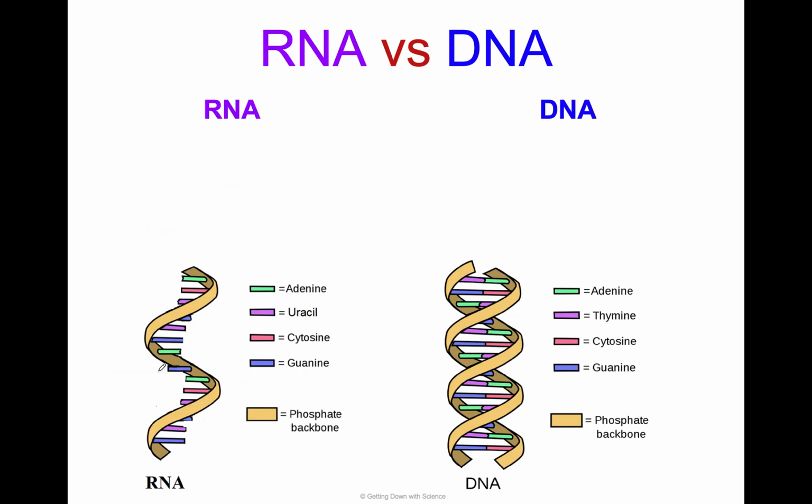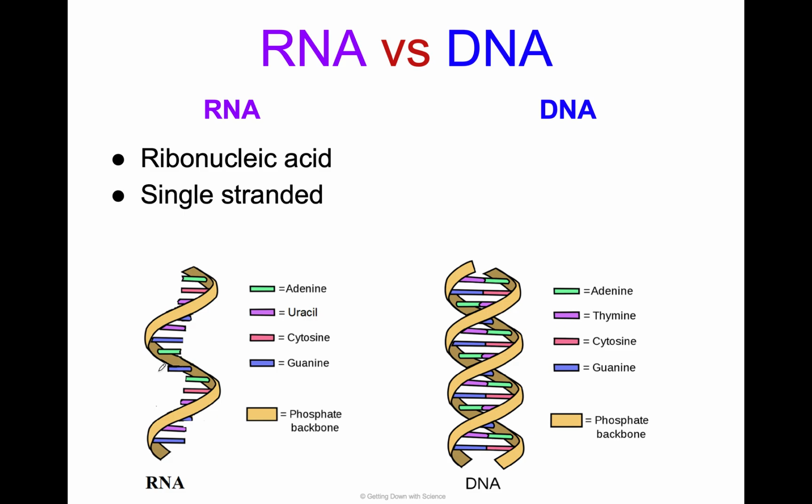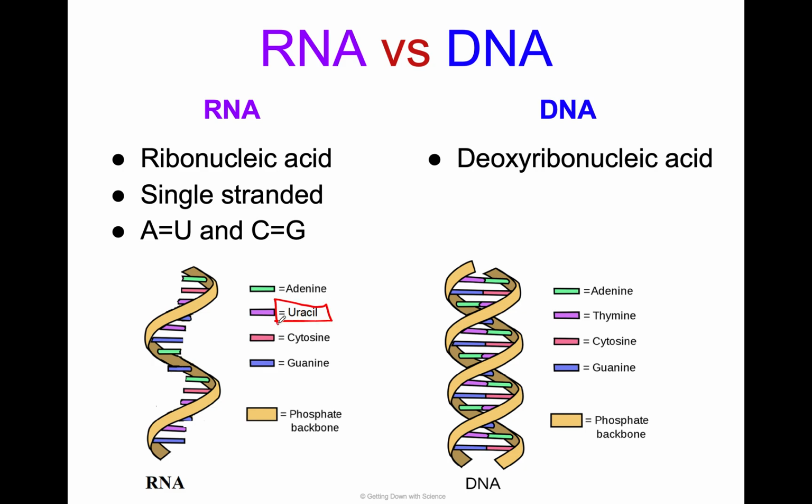So let's look at some differences. RNA versus DNA. RNA is ribonucleic acid. It's single-stranded. And A equals U, C equals G. It breaks my rule of base pairing when I say the curvy letters go together and the sharp letters go together, right? A goes to U, C goes to G. U, C, G are curvies. That's it. This is one of those rote memorization things. If you see a uracil at all, you know that we're talking about RNA.